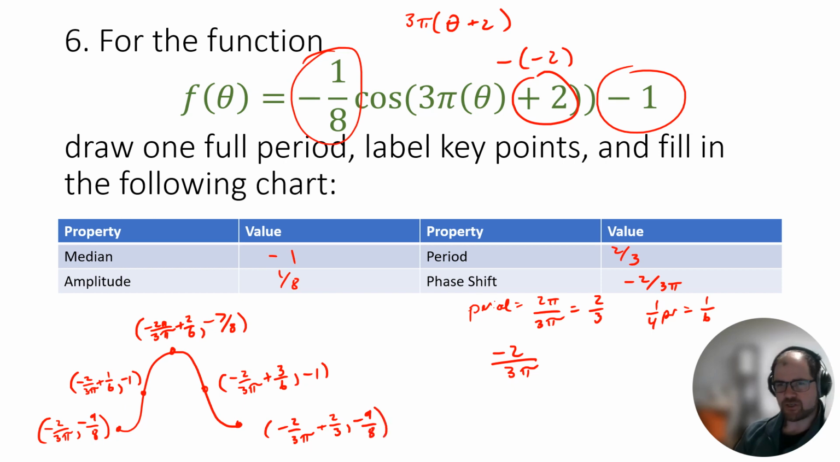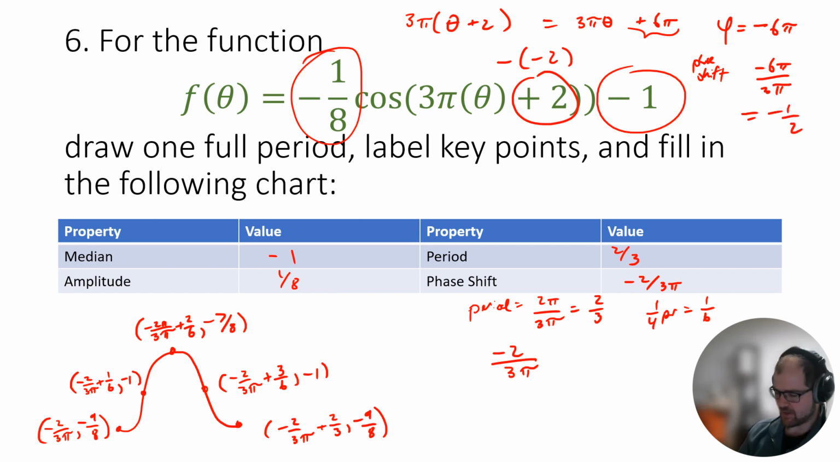So the only thing that changes in how I believe it was written on the exam, where there was a parenthesis around theta plus 2, is that inside the cosine function, what we have is 3 pi theta plus 6 pi by distributing this out, in which case our phi is going to be negative 6 pi. Sorry, so phi is negative 6 pi here, which means our phase shift is going to be negative 6 pi over 3 pi, or just negative 1/2. Pretty sure that's how it was written on the exam. It was supposed to be a little cleaner than this business here of negative 2 over 3 pi.